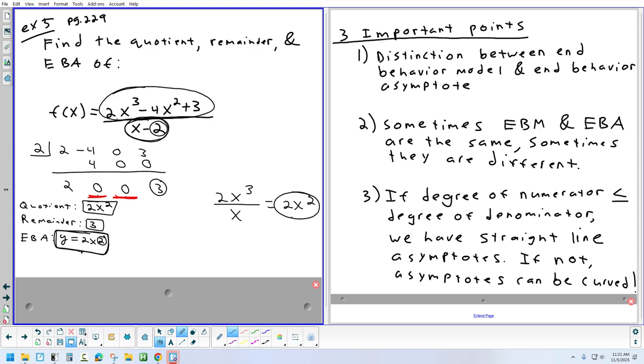And you wouldn't have to graph one like this. I am going to have you graph one with a 1-degree difference. But I would ask you to do the long division and find the EBA. So you do need to know how to find it.